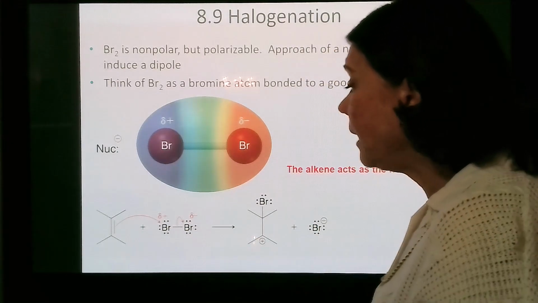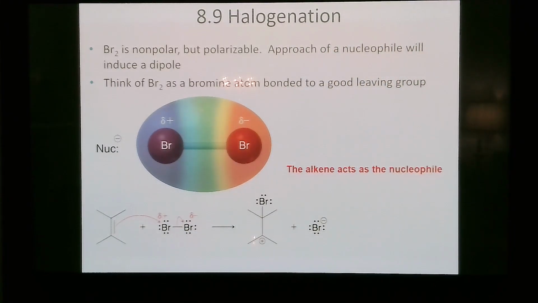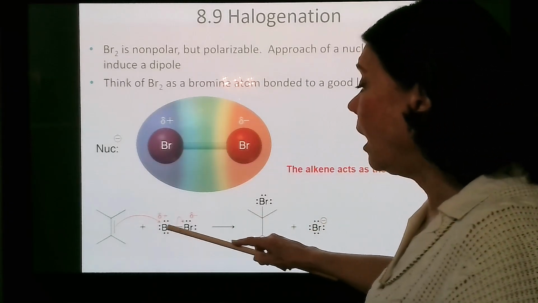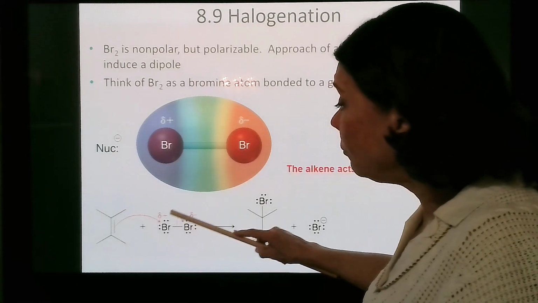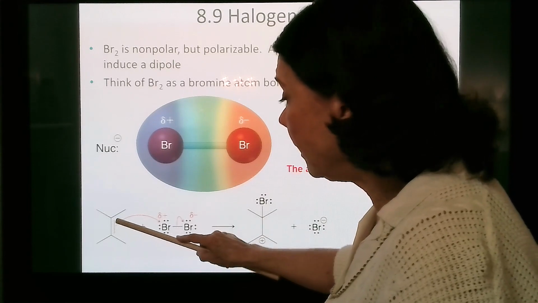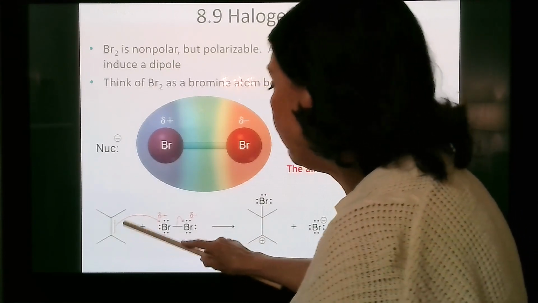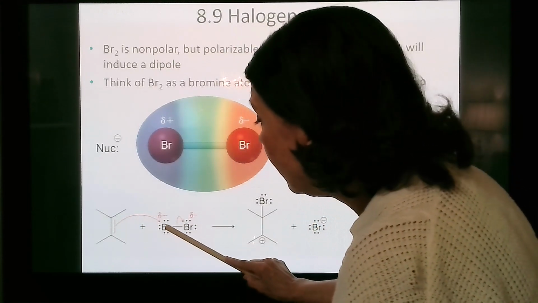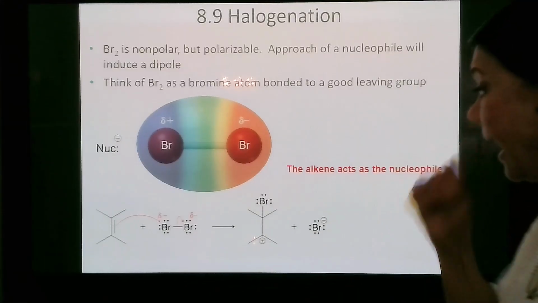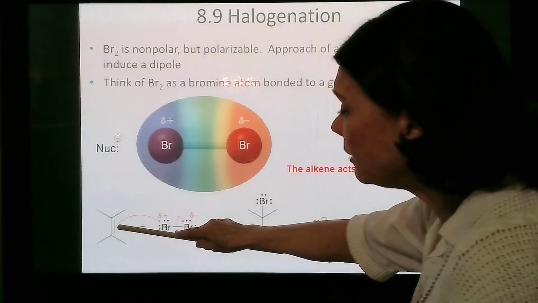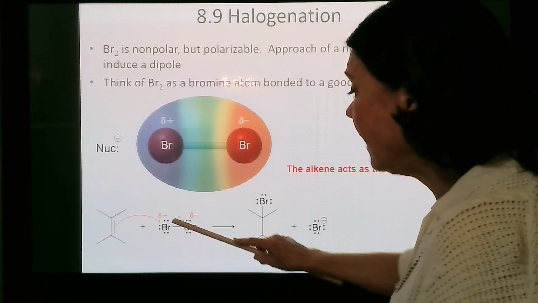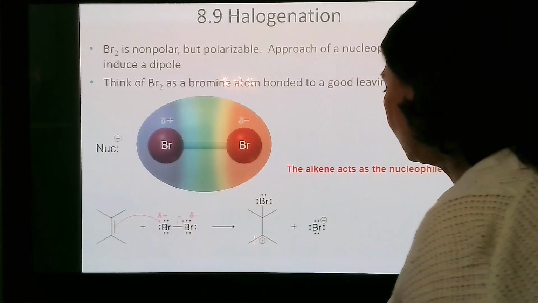So that's what is meant when it is stated that molecular bromine is polarizable. The Br2 becomes polarized because the pair of electrons here come in and polarize Br2. So this end of Br2 is partially positive, this one is partially negative, and then the pair of electrons attacks bromine, and the bromide is displaced.